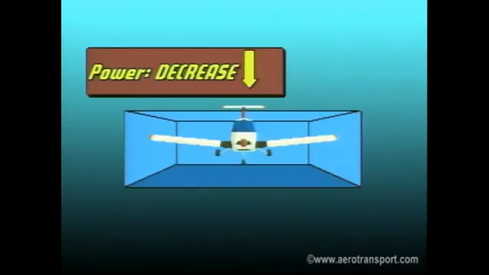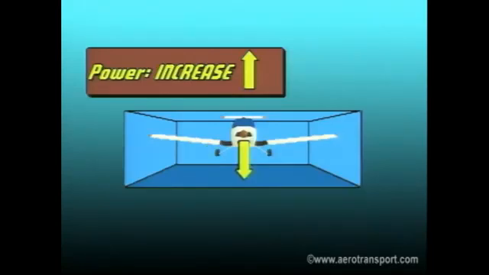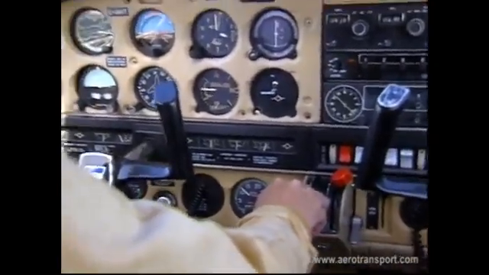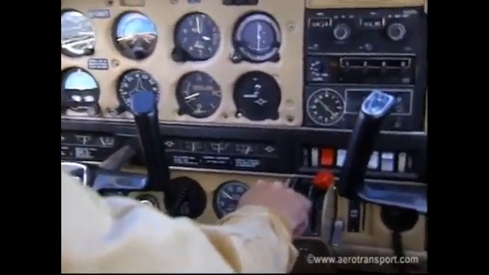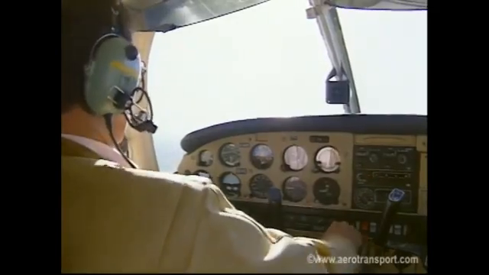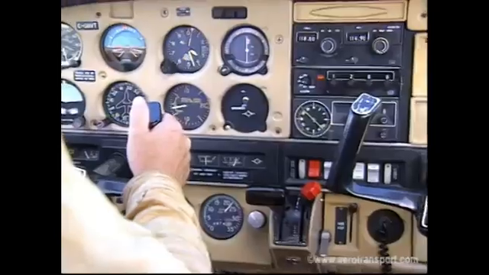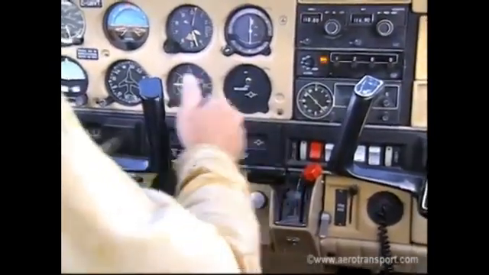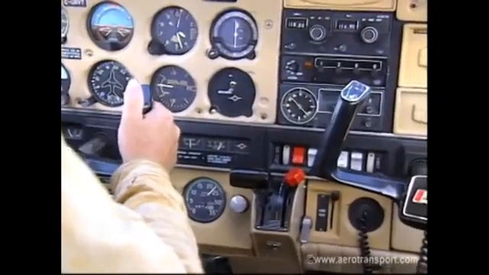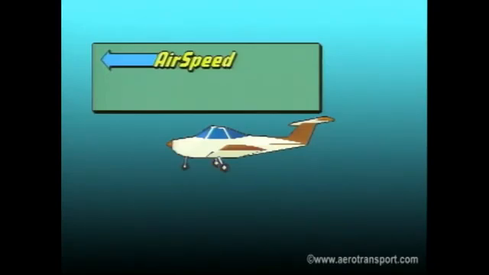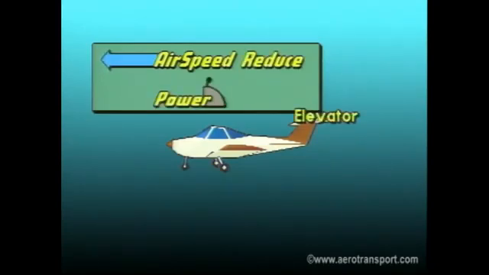Therefore, to stay level, you must lower the nose when you increase the power and raise it if you decrease the power. It is important to realize early in your flight training the interdependence of the cockpit controls. This is best summed up in the maxim, attitude plus power equals aircraft performance. While at cruise attitude, changes in power settings affect both the speed and altitude, as does pressure on the control column. Therefore, if you are changing airspeed, it is necessary to simultaneously adjust the throttle and elevator controls.